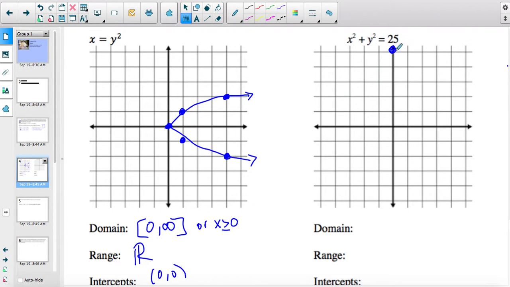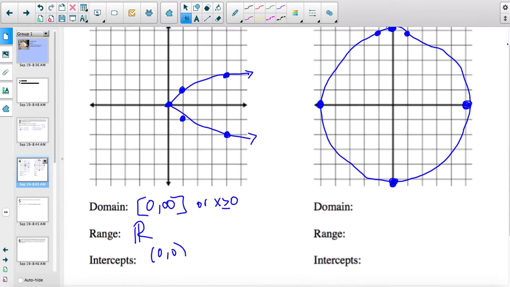So I've got 0, 5, negative 5, 0, 0, negative 5, and 5, 0. And at 1, it was about, what, 4.8? So it was probably like right here. Okay, and then my other value, negative 1, was 4.8. And this is actually going to make this shape. That's going to make a circle. Whoa. Well, that's a terrible looking circle up there in quadrant 1.